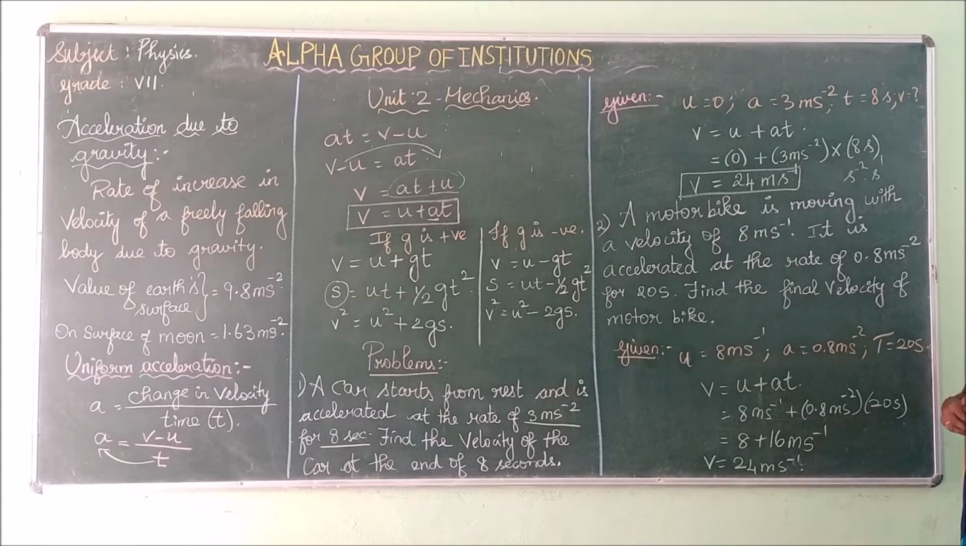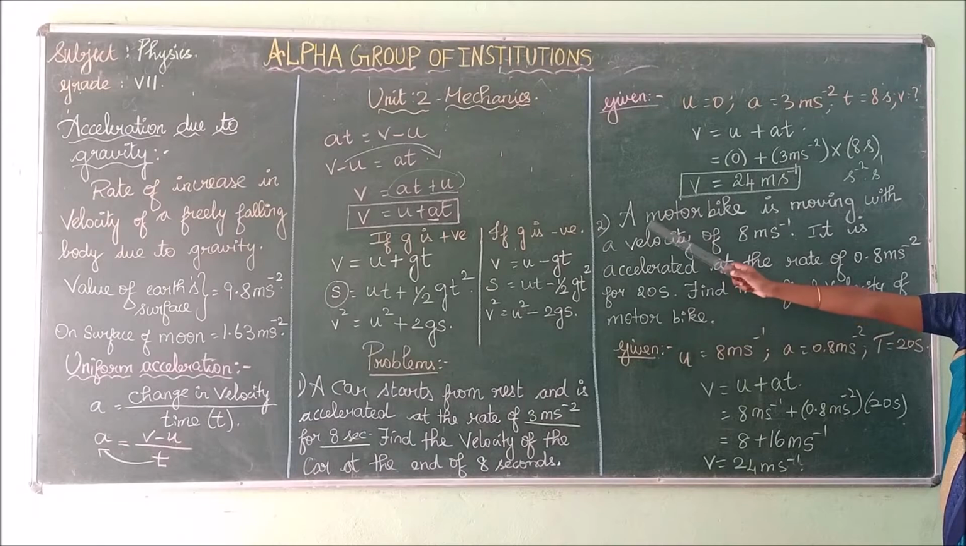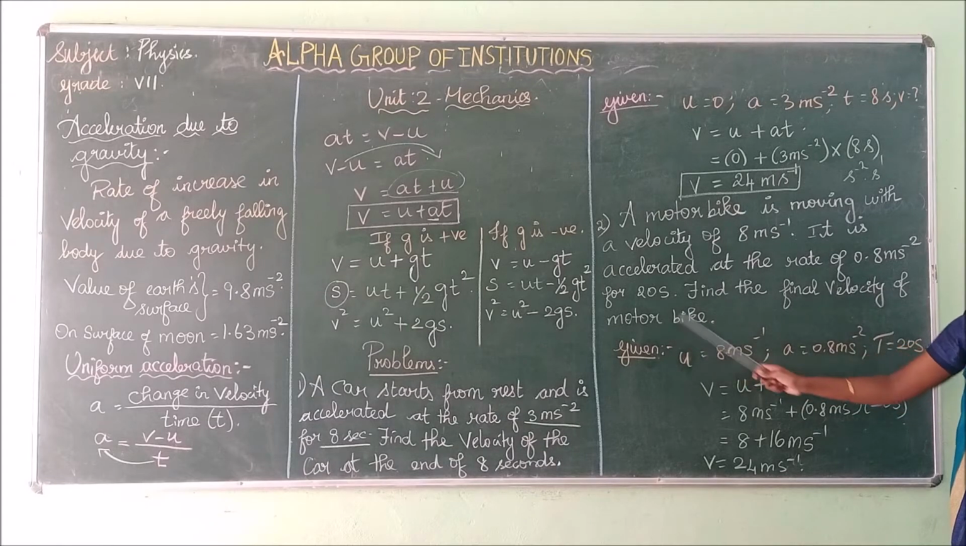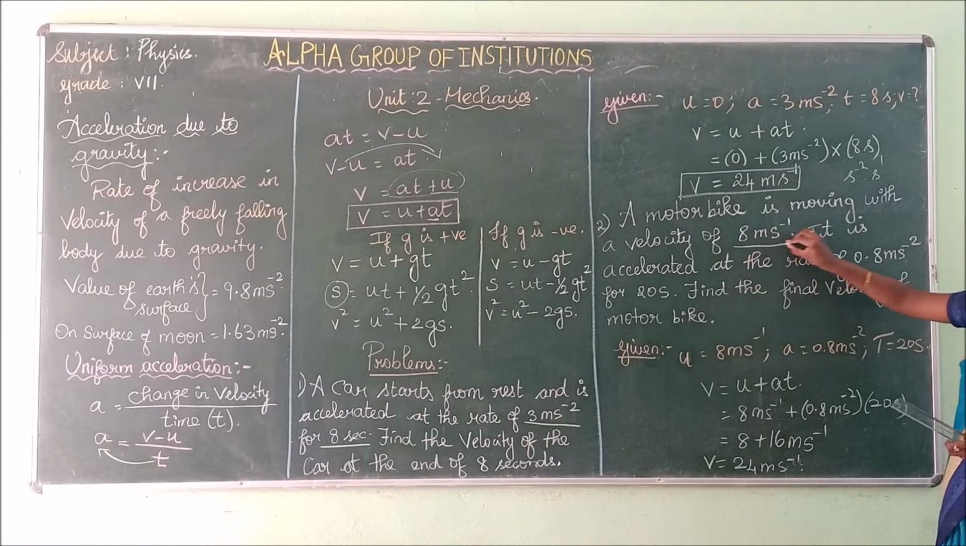Is it clear? Yes. Now, see your next problem. I will read the question for you. Listen carefully. A motorbike is moving with a velocity of 8 meter second power minus 1. It is accelerated at the rate of 0.8 meter second power minus 2 for 20 seconds. Find the final velocity of the motorbike. They have given a value for velocity, 8 meter second power minus 1.